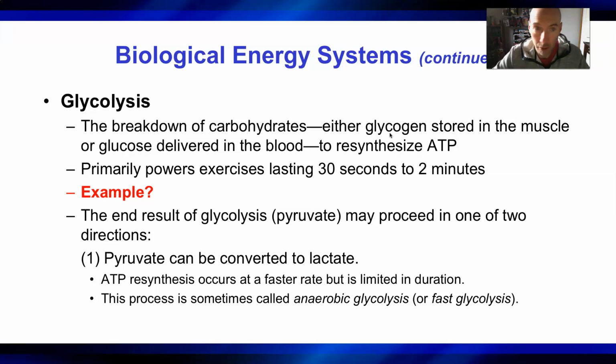We can also then use the glucose that is in our blood for glycolytic purposes as well, okay? But again, the primary purpose of glycolysis is to just provide ATP. In this case, ATP to fuel activities that fall into this time frame here, okay? So the example that I used earlier, the best example I could think of, is a 400-meter run, okay?